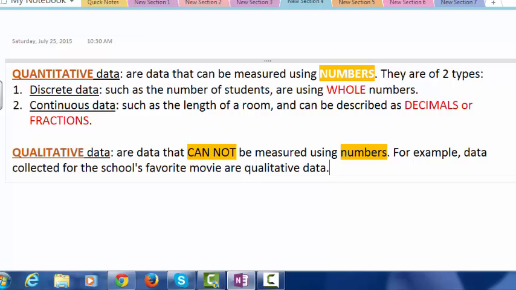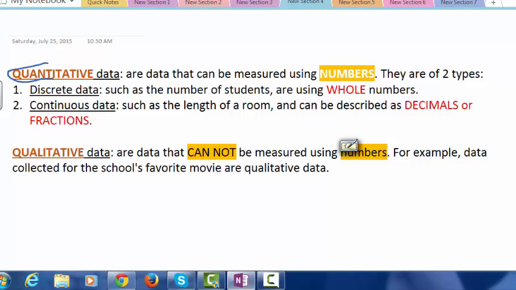Quantitative data. I need to take your attention to this word, quantitative. This part of the word is coming from the word quantity.